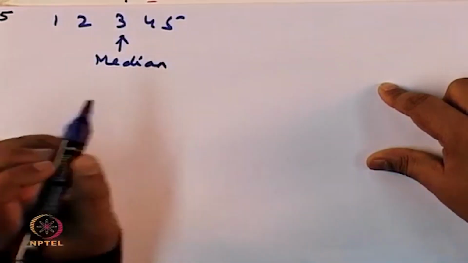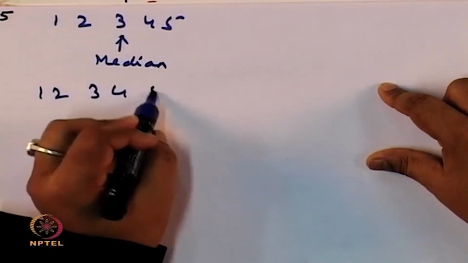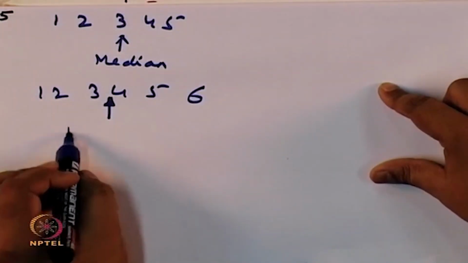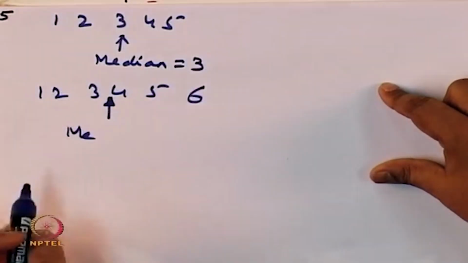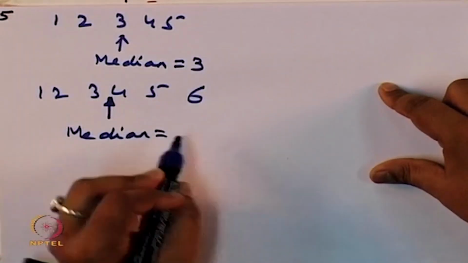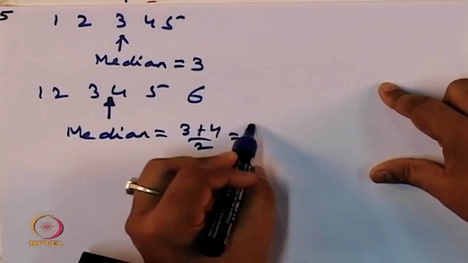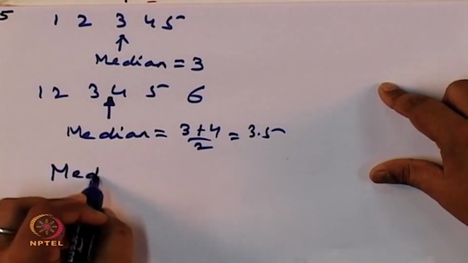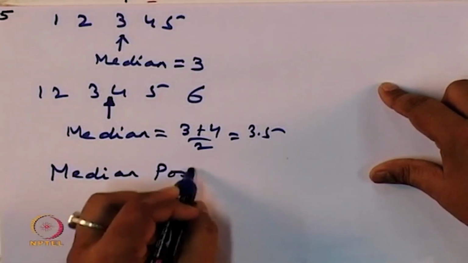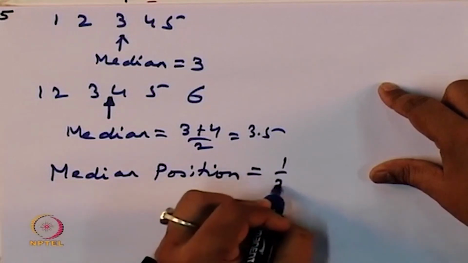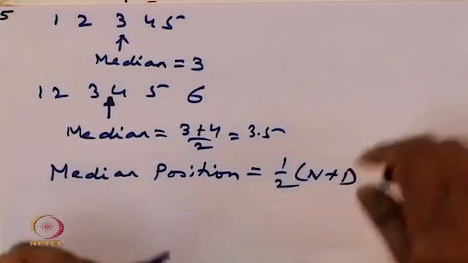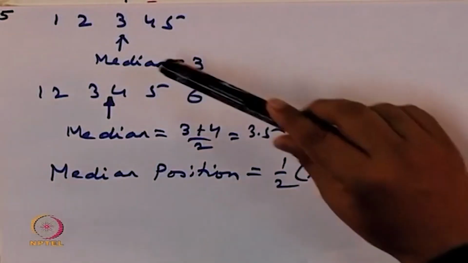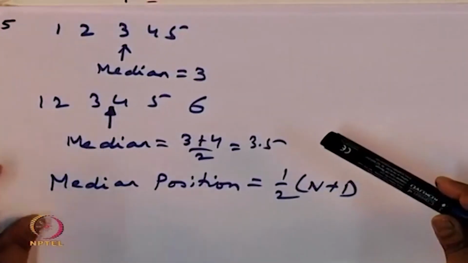But if you have 6 numbers, let us say 1, 2, 3, 4, 5, 6, then the median position comes in between here. So, in the first case the median is equal to 3, and in this case my median is equal to (3 plus 4) by 2, which is 3.5. So, you have to find the median position as half into (n plus 1), and then find out whether you have to average between two numbers if your data set is even, or you have a unique value if your data set is odd.